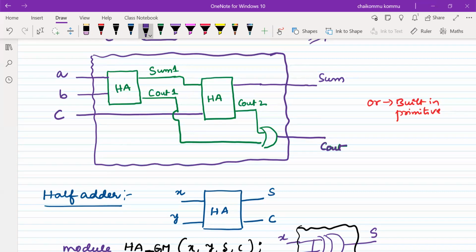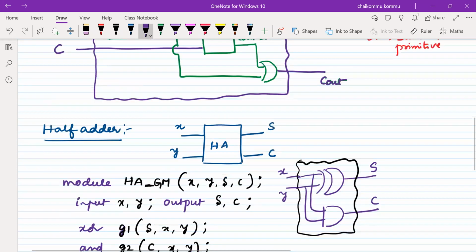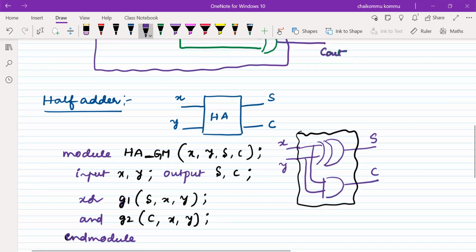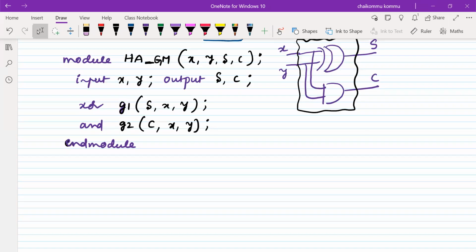Now we have an OR gate. No need to define anything about the OR gate because it is a built-in primitive. So if anything is not known, then we have to define it. So half adder is defined, built-in primitive is also known. Therefore, nothing to discuss about this thing, right? Therefore, finally, we need to write the complete full adder by using the half adders.